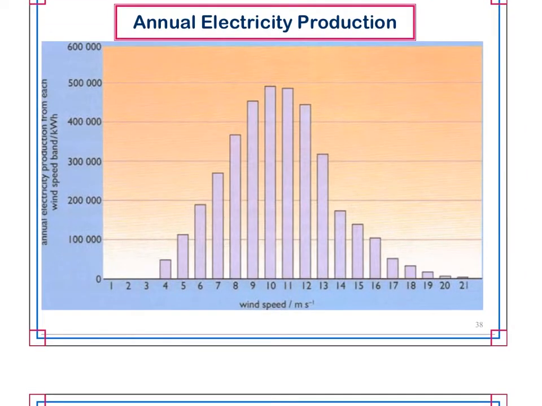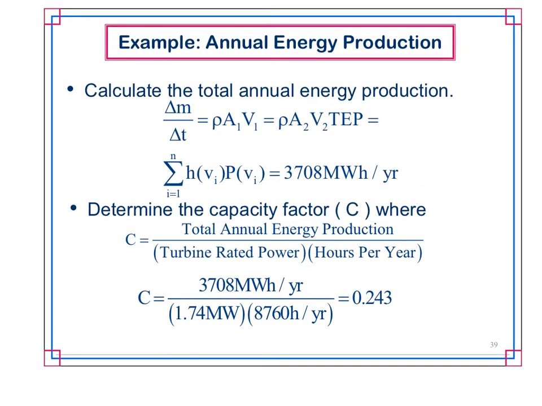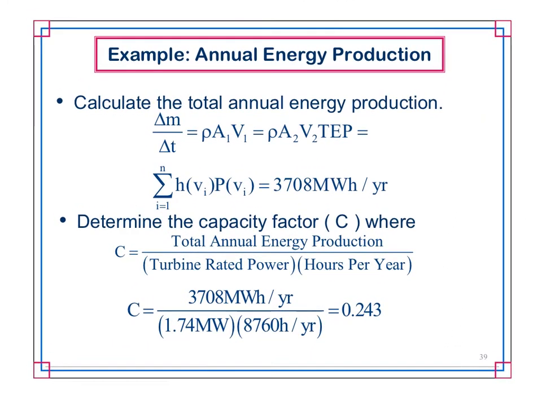Here it is in more of a nice graph form. Now I've got my total energy, which I am producing. Keep in mind though that the turbine is rated for 1740 kilowatts. So if it ran at 1740 kilowatts full out for the entire year, as opposed to what it produces, its capacity factor is 0.24, which is pretty standard.